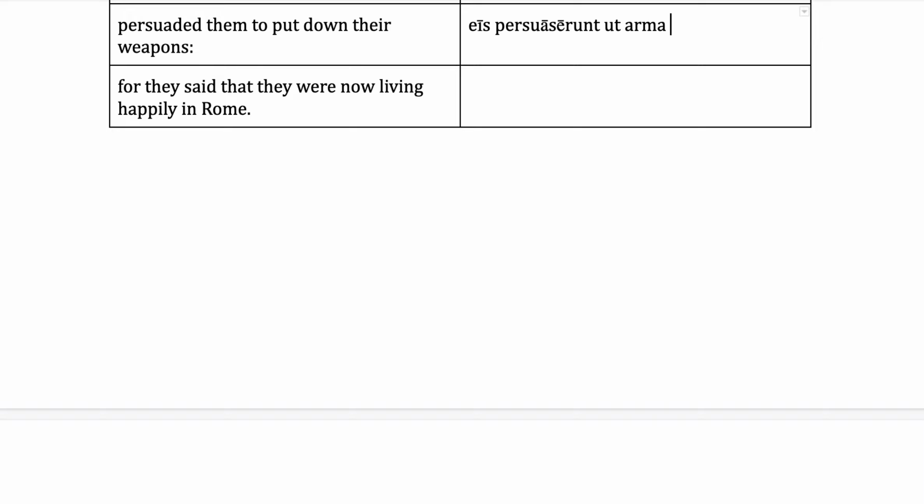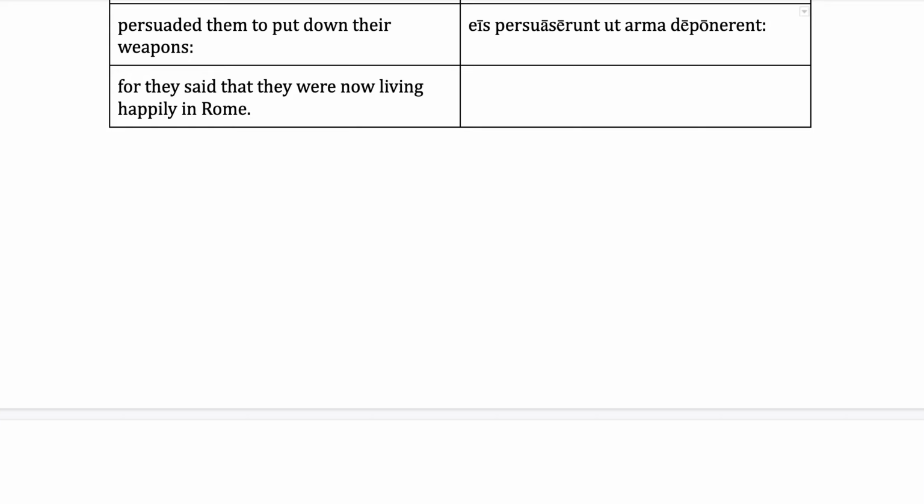Weapons in Latin are arma, which here is neuter accusative plural, the weapons. And then to put down, the verb is deponere. And here we're going to have the imperfect subjunctive. So you take that infinitive and you add the endings -m, -s, -t, -mus, -tis, -nt. And in this case, it's third person plural, so deponerent.